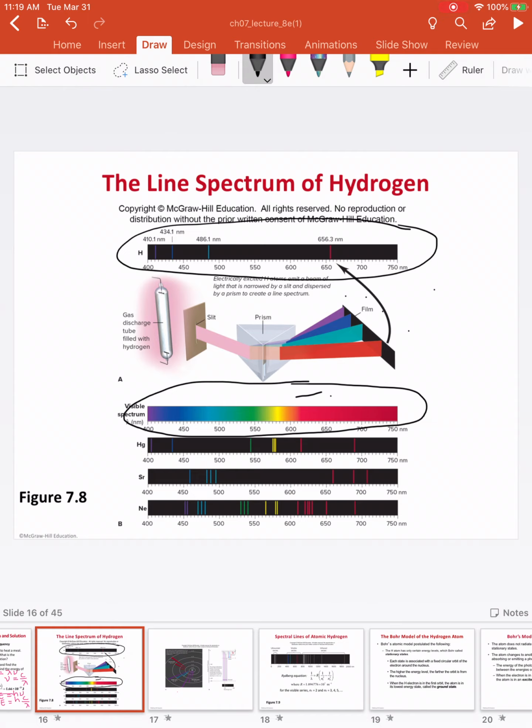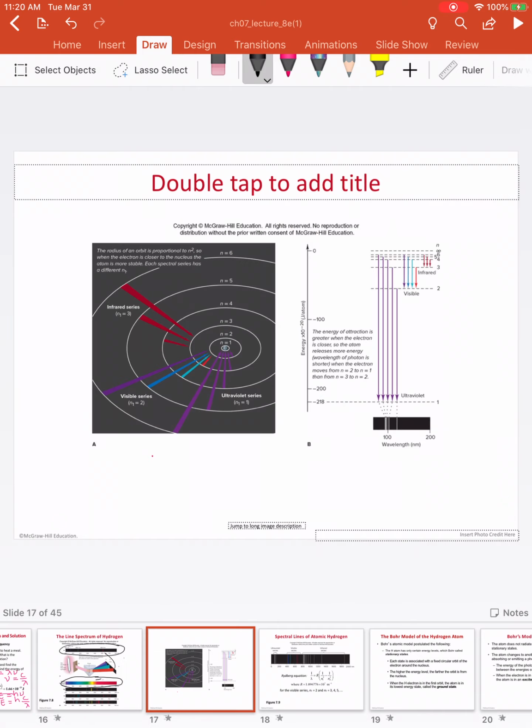And strontium, neon, and any element from the periodic table, they all have line spectrums, because these lines are due to emission of light by the excited electrons. They have different numbers of electrons, so different elements have different line spectrums due to that. And this diagram over here shows you what those lines are that we saw for the hydrogen spectrum.